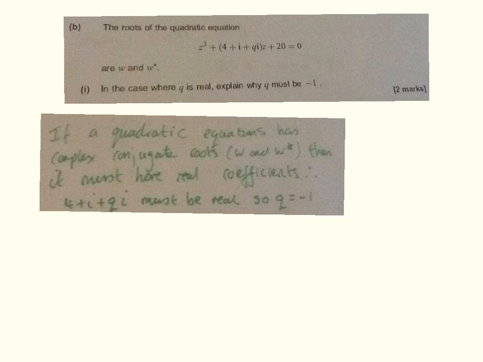So there's my solution. I'm not the best at written work necessarily, but you just need to get the point across. So the 2 points where you get the marks here is saying that because it's a quadratic equation that has complex conjugate roots, so that's 1 mark, then it must have real coefficients. Therefore, this must be real, so therefore the way that would become real is that q is -1. That would get you the 2nd mark.